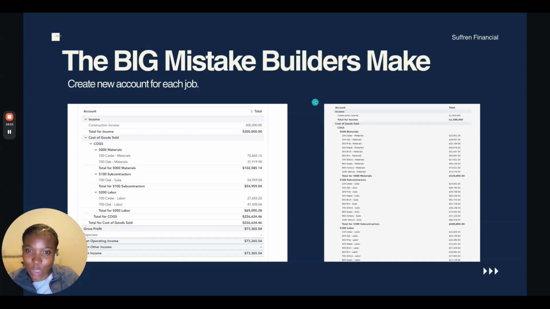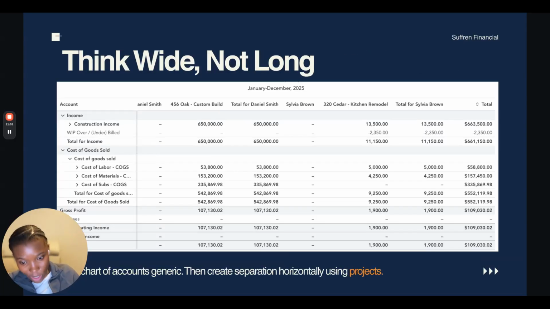But over time, as you add more and more projects to this, you're essentially lengthening the P&L and rendering it useless because it's extremely difficult to interpret something that is 50 pages long. And it's really disheartening because you spent all this time categorizing these transactions in hopes of having something useful and being able to understand your business, but you just end up with a messy report. So this is what I want you to do.